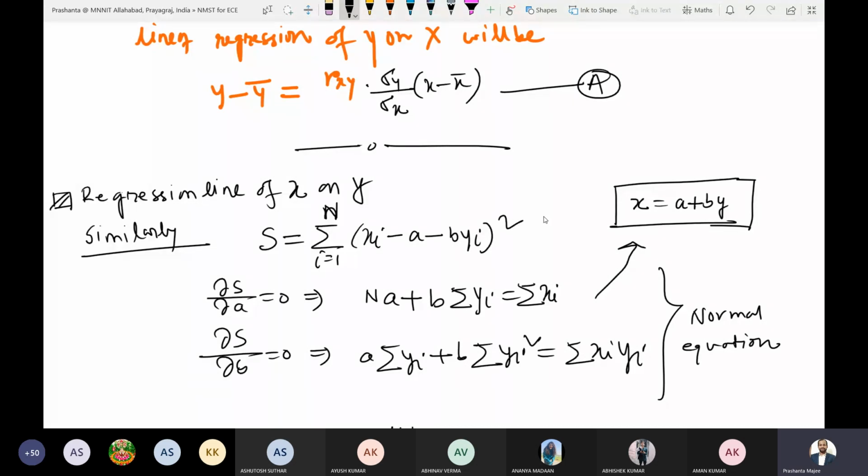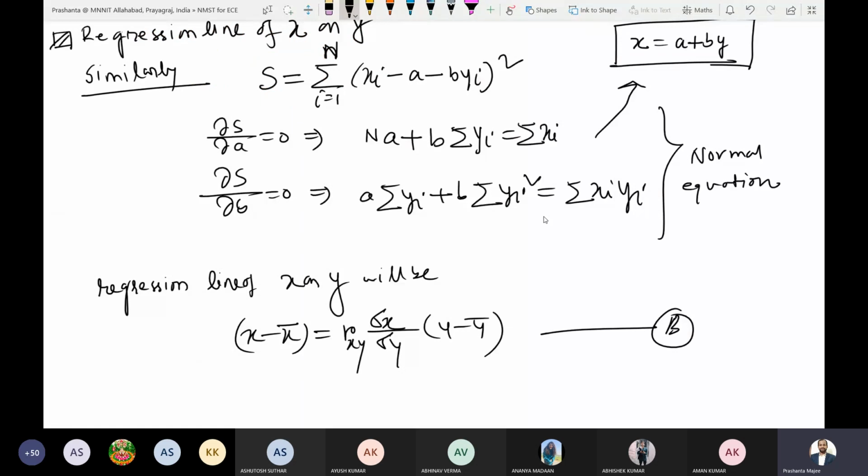Y minus y bar equals rxy into sigma y by sigma x into x minus x bar, and x minus x bar equals rxy into sigma x by sigma y into y minus y bar. So the slope of both, yes? In short, if you represent it by bxy, this line is the regression line of x on y, so that is bxy. This is the coefficient. I do not want to make it any more complicated. We leave it there, A and B. So these are the two lines of regression.